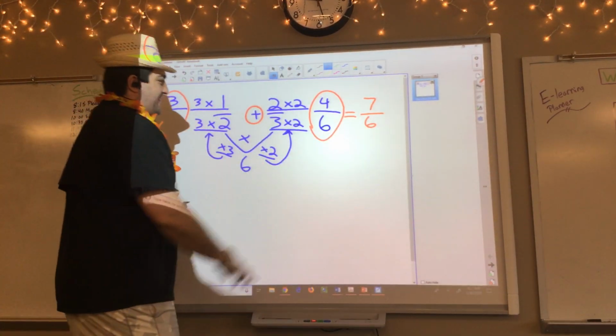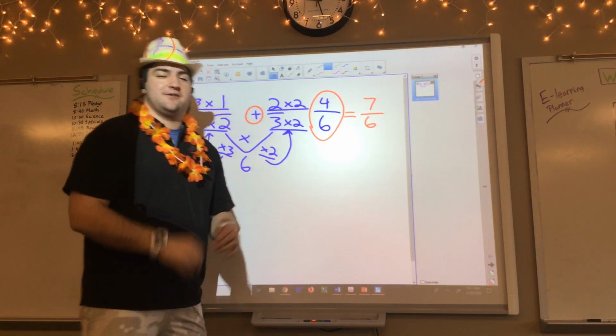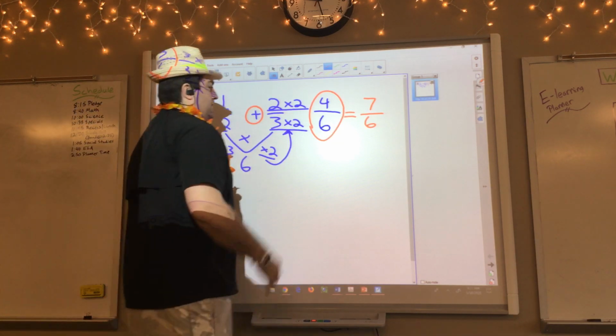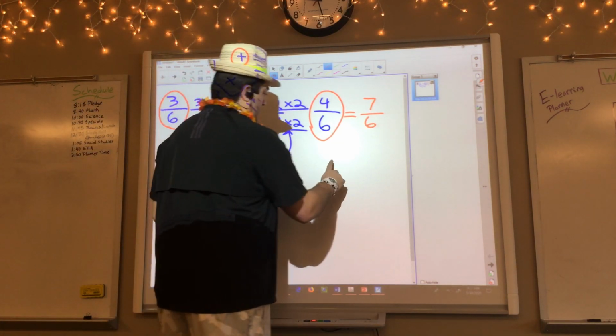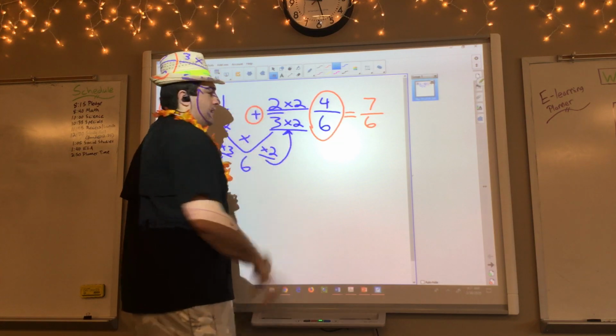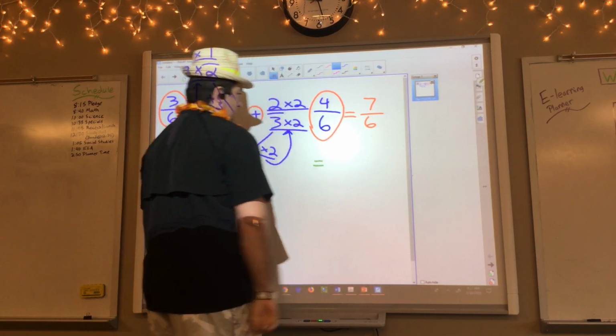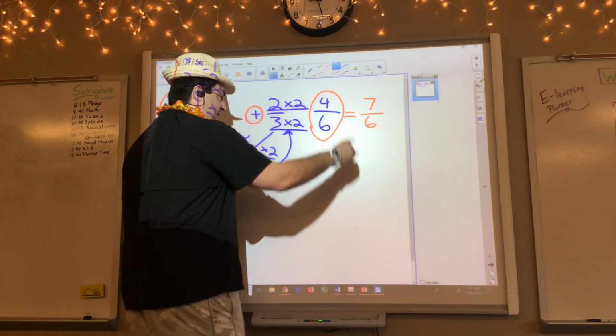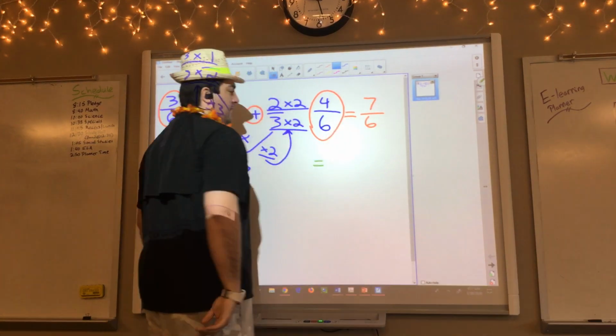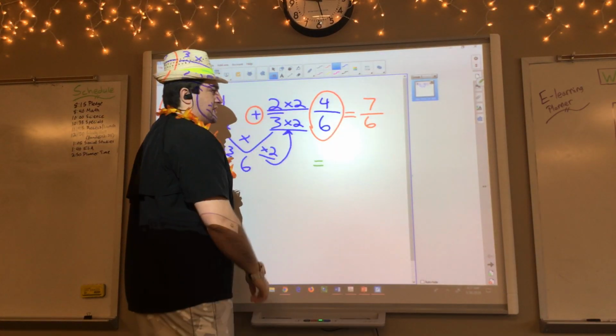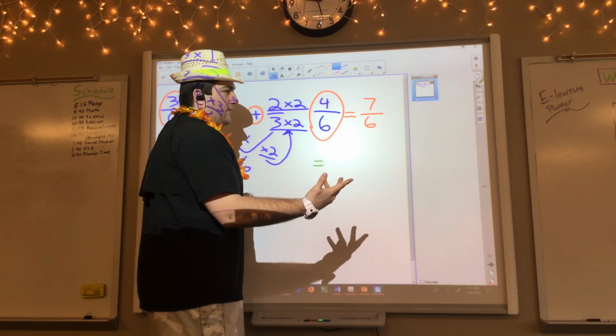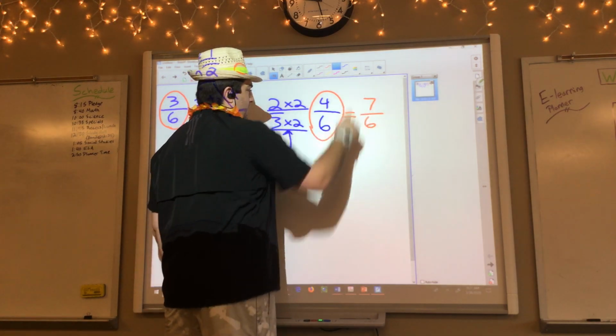All right? So 7/6. Cannot do that. So you have to simplify. So what you do, I'm going to write this in green. To get your simplified answer, think of it. How many times can 6 fit into 7? It's not going to be perfect always, but how many times can 6 go into 7?